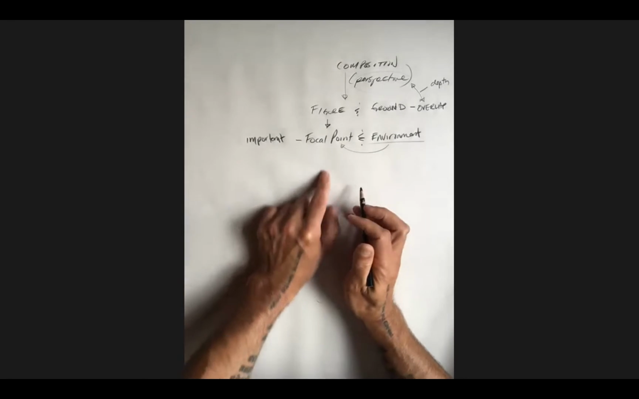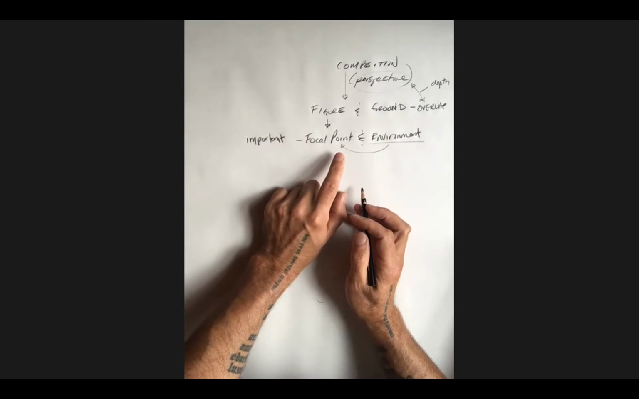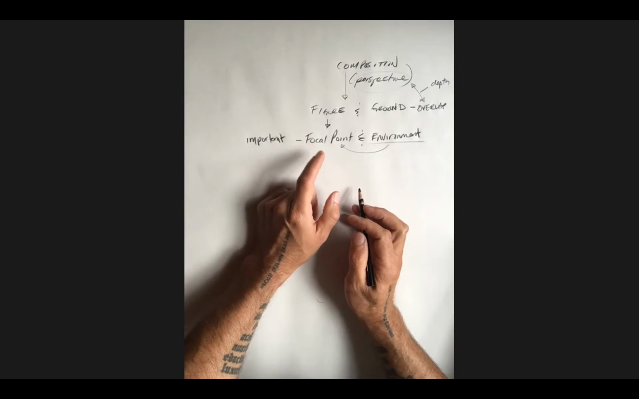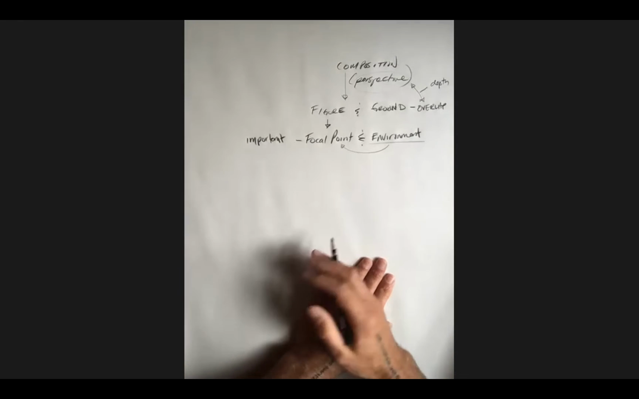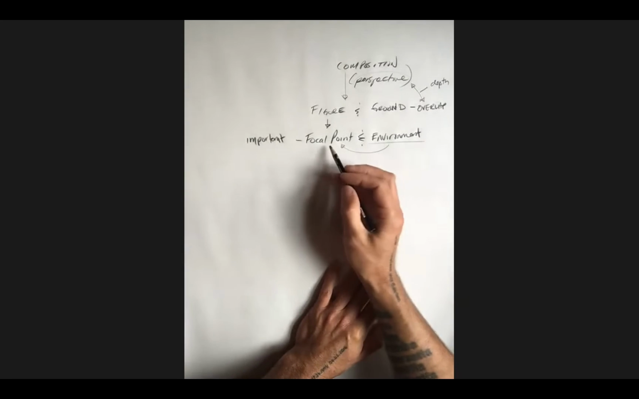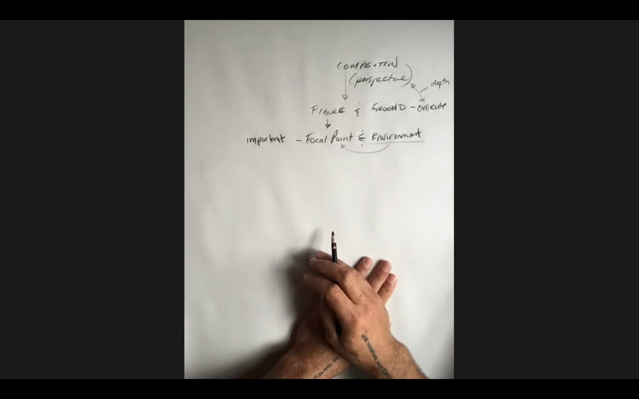So whether you have a focal point in an up shot or a down shot or an eye level shot or an oblique view or a parallel view, all of those different kinds of environments are going to force you to interpret the focal point differently.